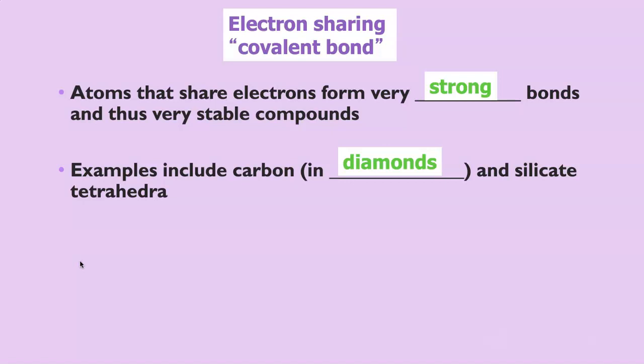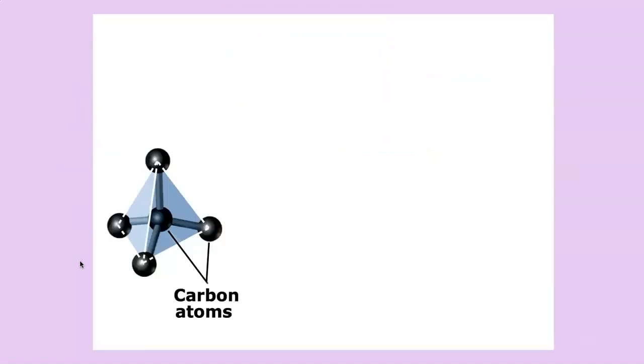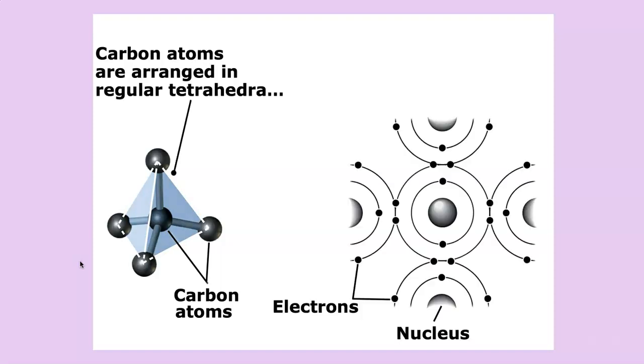Remember that we said carbon had 6 protons. The chemical formula for diamond is just carbon. Each atom combines with 4 other carbon atoms to form these very strong covalent bonds. This shape right here is called a tetrahedra.